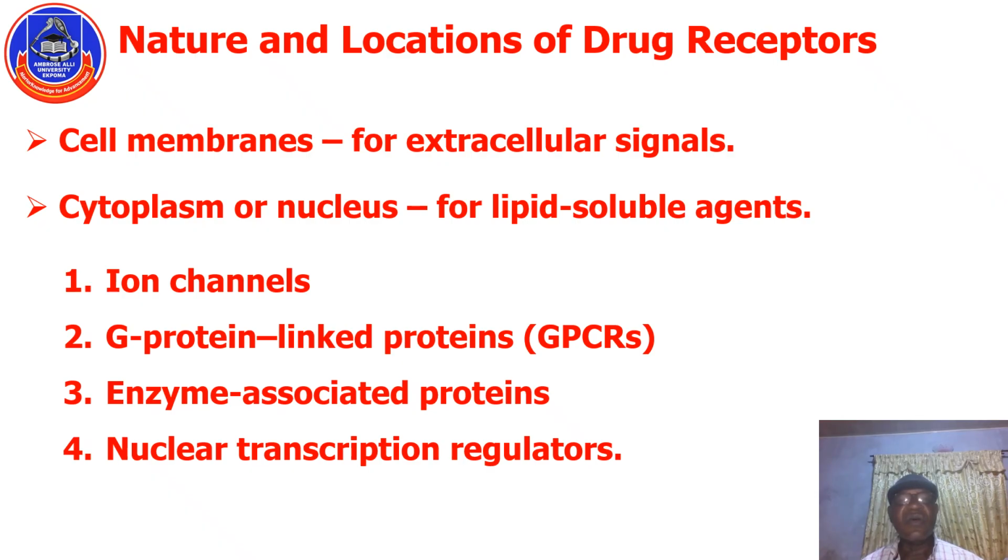Now, let's consider the nature and locations of drug receptors. Drug receptors are located in cell membranes for extracellular signals, and in the cytoplasm or nucleus for lipid-soluble agents. Receptors in the cell membranes are mainly associated with neurotransmitters, and those in the cytoplasm or nucleus are associated with lipid-soluble agents such as steroid hormones.